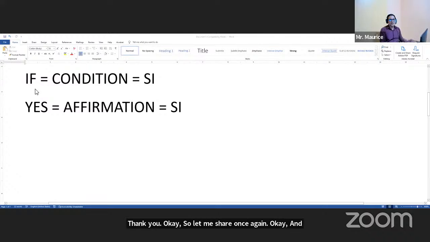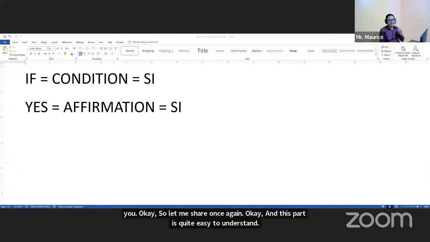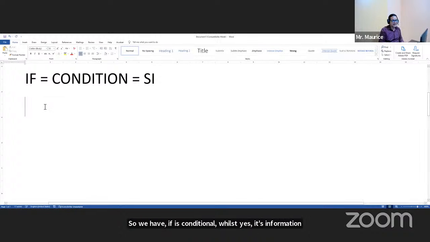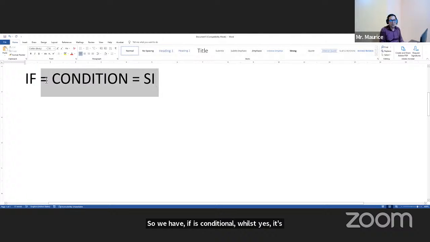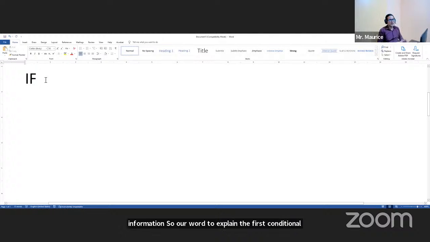Okay, so let me share once again. This part is quite easy to understand. We have if is conditional, whilst yes is affirmation. So our word to explain the first conditional will be the word if. Remember, if is condition. If in our language Spanish means si.